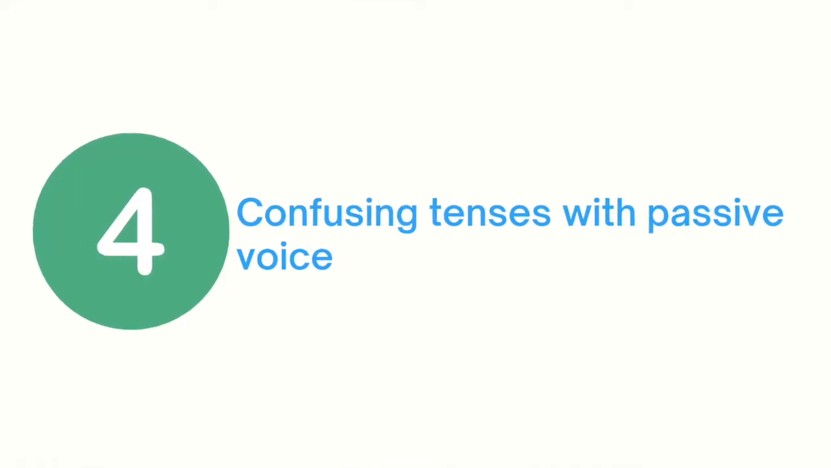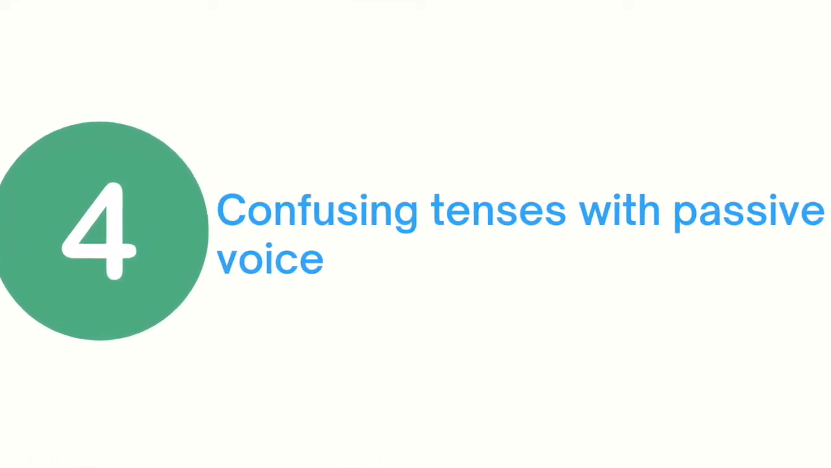Number 4 is confusing tenses with passive voice. You need to remember that passive voice is a sentence structure. This is the structure of passive voice: object, then comes the verb, and then the subject. So you are trying to define what is happening to the object of the sentence with the help of passive voice. Tenses, on the other hand, define the time frame in which a certain event has happened. So you can't confuse the two.